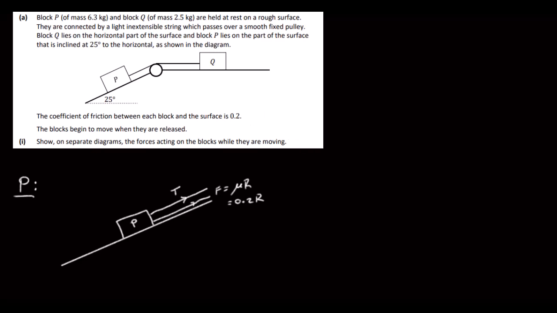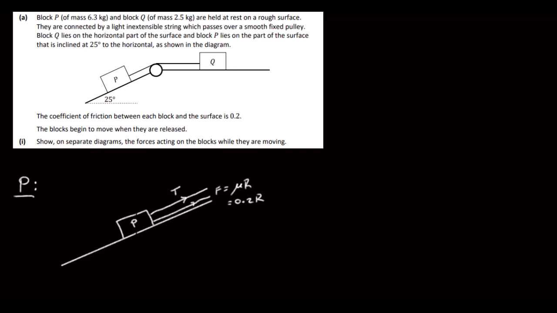Okay, so we have P first of all. That's on the inclined part of the plane here, so we have P here. The forces acting on it: we have a string up along this way, and that has tension in it, tension T. There is friction up along this way as well, so the friction is going to be equal to mu times R, which in this case is 0.2 times R, because we're told in the question that the coefficient of friction is 0.2.